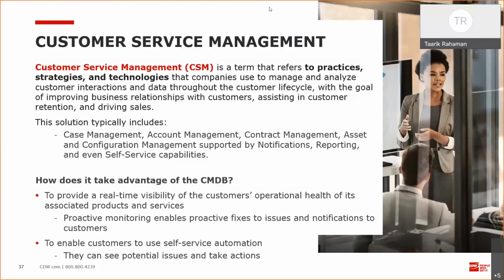There we go. The CSM, Customer Service Management, like I said, is out there to help companies help their customers throughout the life cycle of their interactions and their data. Of course, the better customer experience they get, the more retention they'll have, and it'll drive the sales side of it. It typically has case management and all of these different features. ServiceNow has the customer service module, and it does all of these features.